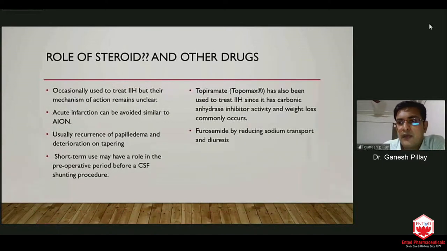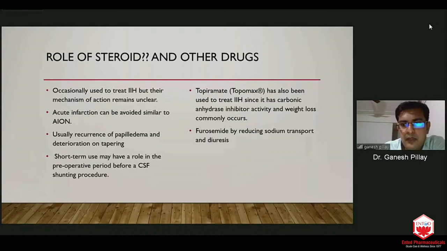So is there any role of steroids in such patients? Because the patient has an initial improvement with steroids. Yes, occasionally it is used to treat IIH, but the mechanism of action is unclear. Mainly, it is suggested that acute infarction, which can be similar to AION, can be avoided with steroids. Usually recurrence is noted on tapering of the steroids in papilledema. So short-term use of steroids can be there in cases where a shunting procedure is to be done. The other drugs can also be used.